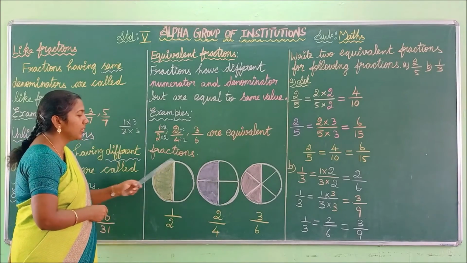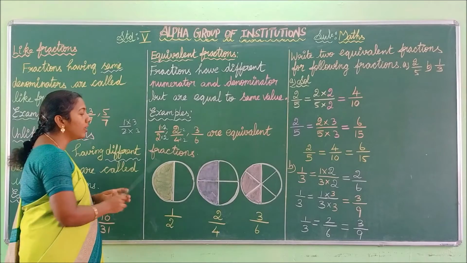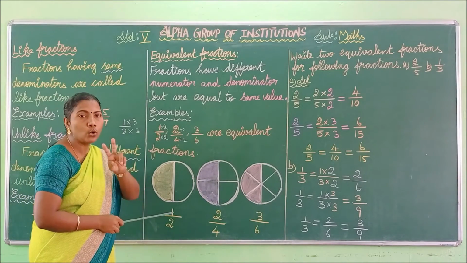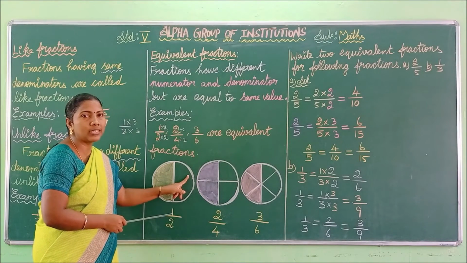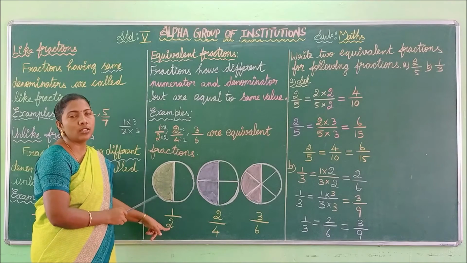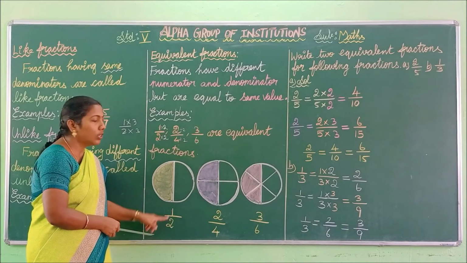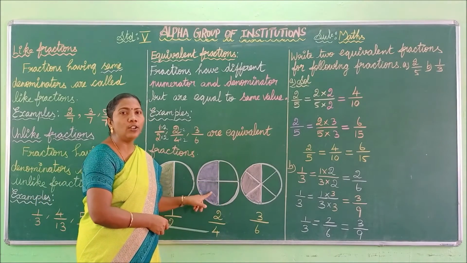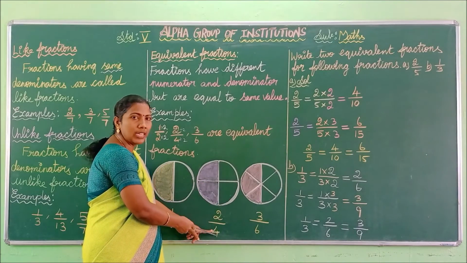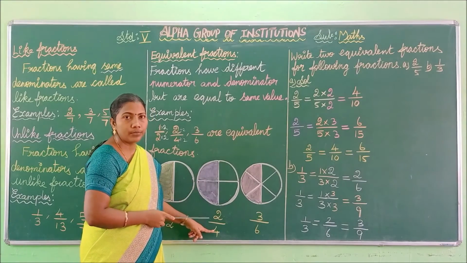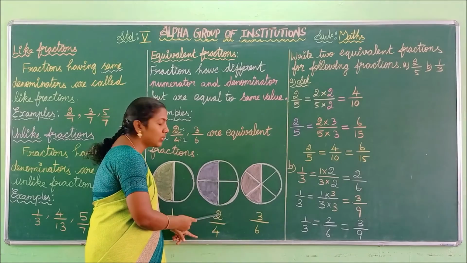See this diagram. This is the shape of a circle. This is also a circle. This is also a circle. This circle is divided into 2 parts. So you have to write the total parts, 2, as the denominator. And how many parts are shaded? Only 1 part. So you write 1 as the numerator. So 1 by 2. The next circle is divided into how many parts? 1, 2, 3, 4. So you write 4 as the denominator. How many parts are shaded? 1, 2. So you write 2 as the numerator. Thus your answer is 2 by 4.